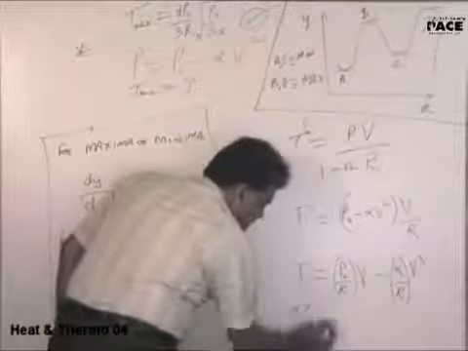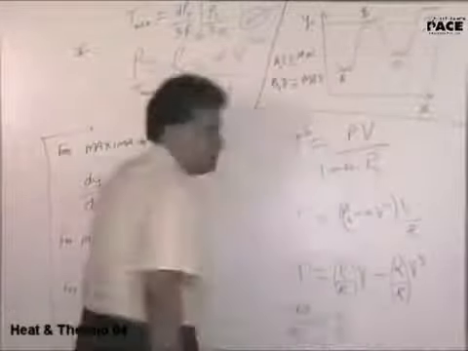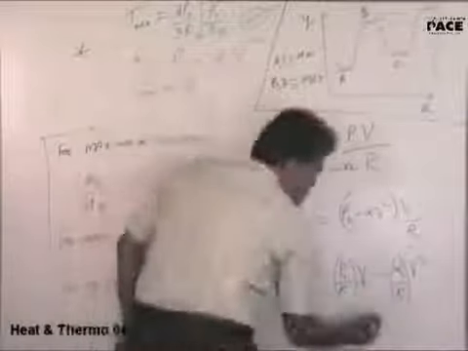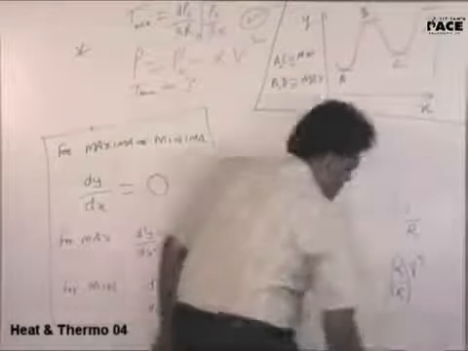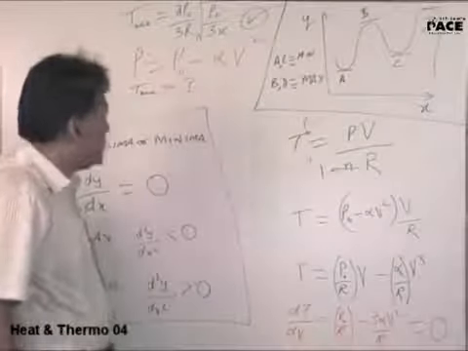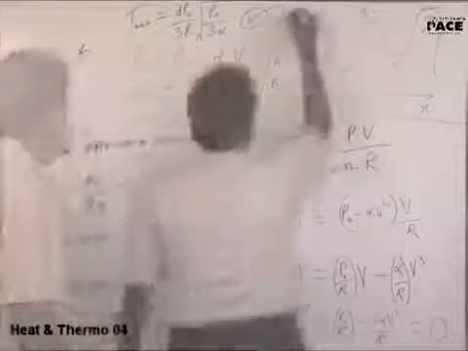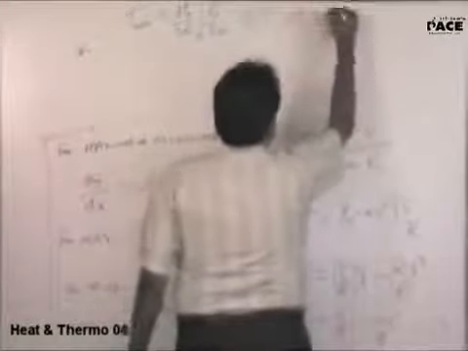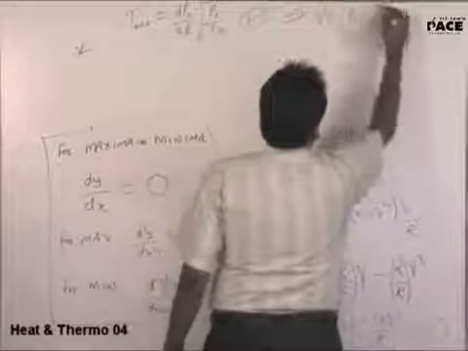dT by dV is P naught by R. Differential of V is 1. Differential of V cube is 3V square. Put this equal to 0. When you put this equal to 0, you get V equals under root P naught by 3 alpha.